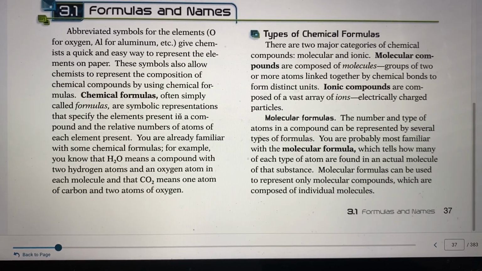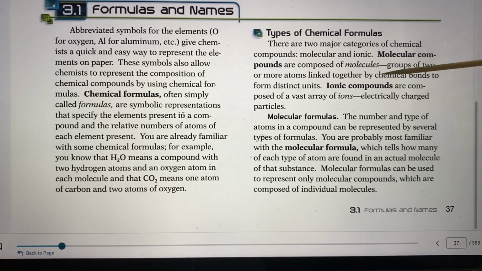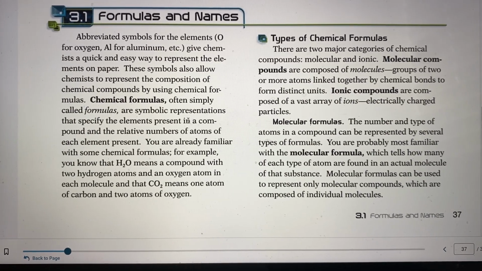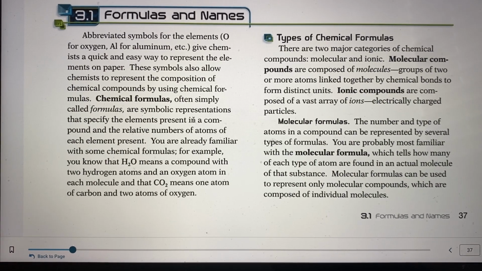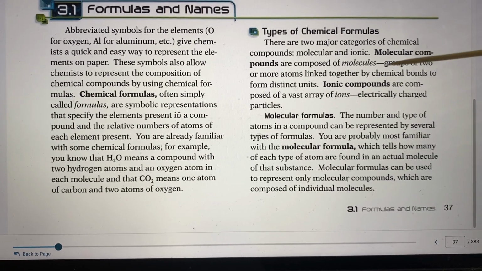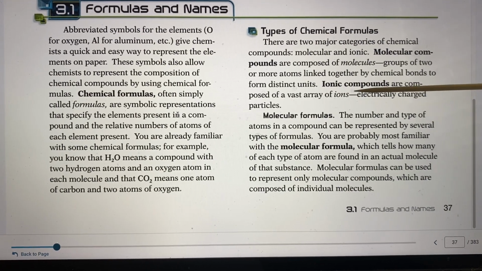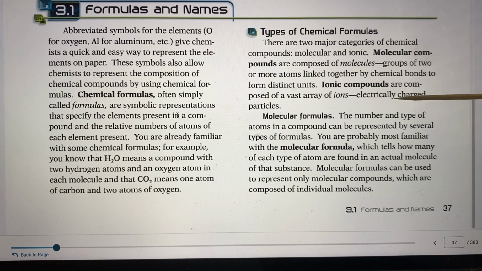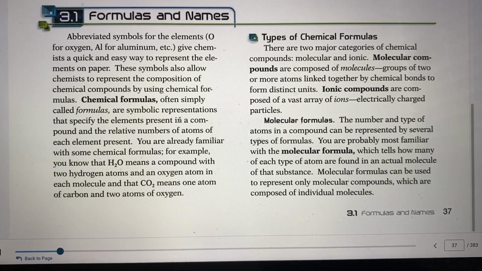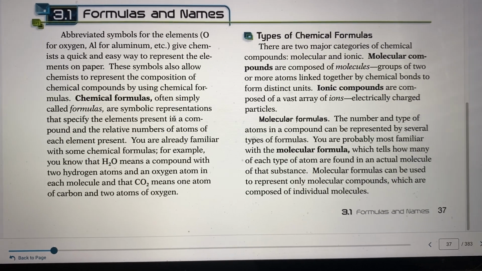So there are types of chemical formulas. We have molecular compounds that are composed of molecules, which are groups of 2 or more atoms linked together by chemical bonds to form distinct molecules, distinct substances. We also have ionic compounds, and these are going to be a little different because we can't always use the molecular formula for an ionic compound. Ionic compounds are composed of lots of ions, all with electrical charge, and sometimes they're all hooked together in one big crystal. But they have a basic empirical formula for ions, and we're going to get into that in a little bit.